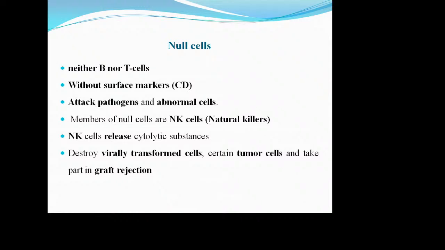One of the main groups of null cells are natural killer cells. From the name, you may understand their main function: killers. They kill. How do they kill pathogens and abnormal cells? Natural killer cells release cytolytic substances outside, so they destroy virally transformed cells, certain tumor cells, and take part in graft rejection in transplantation. Graft rejection is the destruction of transplanted organ or tissue.